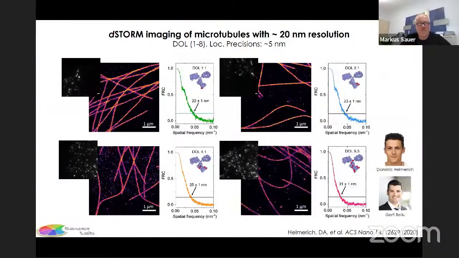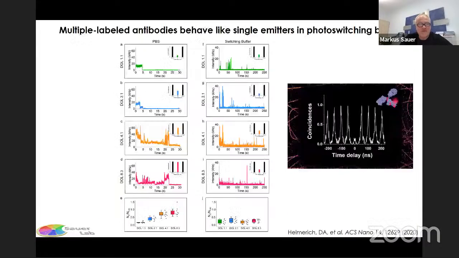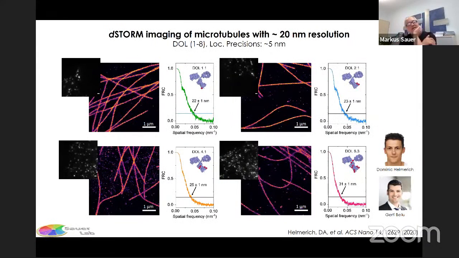The beauty, however, of all this, what makes dSTORM very easy, is that you can simply buy your antibodies commercially from different providers. And usually those antibodies are labeled with different degrees of labeling. So some of them are labeled with 1, 2, 3, 4, up to 8 fluorophores usually attached per antibody.